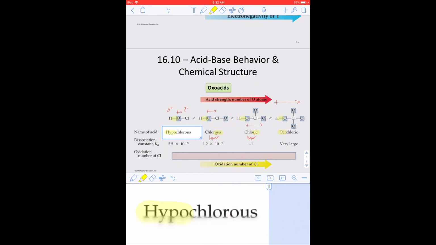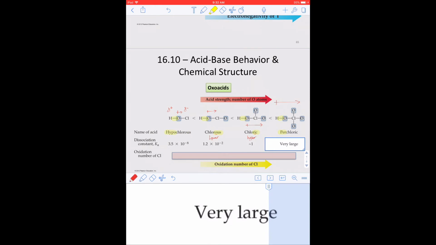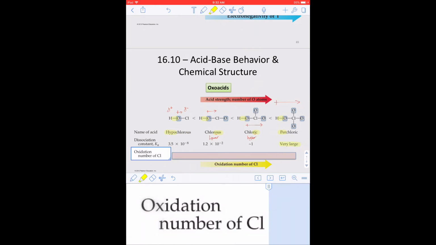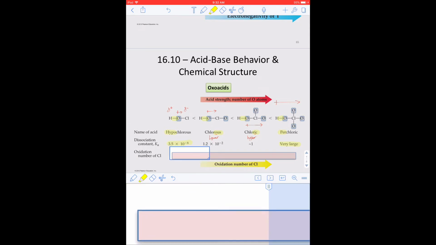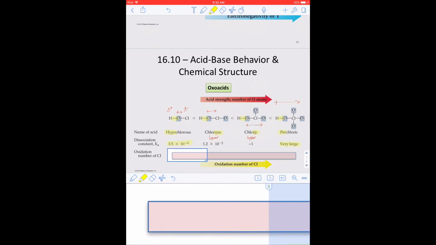And so if we look at the Kas here, perchloric acid is one of the strong acids, so it's just very large, some huge number. And hypochlorous acid is pretty weak, 10 to the negative 8. And another way that you can look at this is by the oxidation number of the chlorine or the halide here. We could look at that.